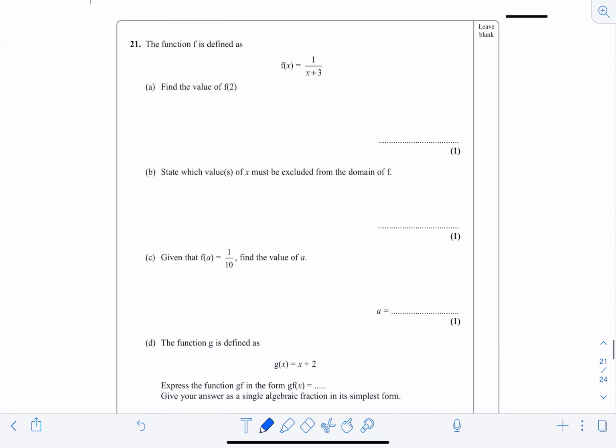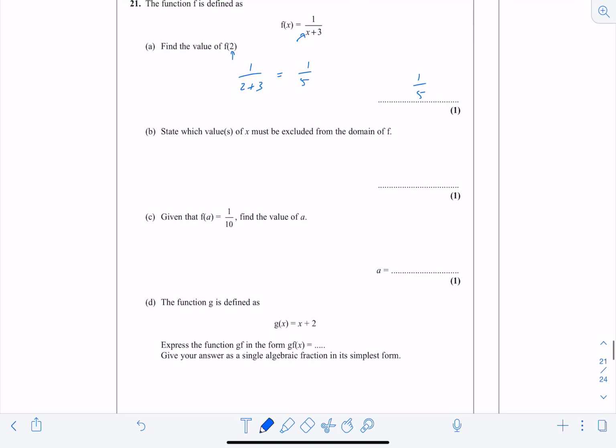Two more. The function f is defined as f of x equals 1 over x plus 3. Find the value of f of 2. Well, all you do is you put that 2 in there. 1 over 2 plus 3 equals 1 over 5. One easy mark.